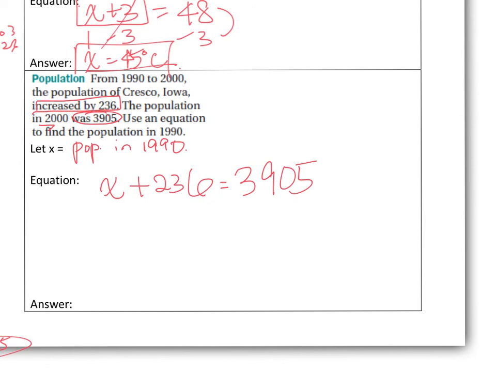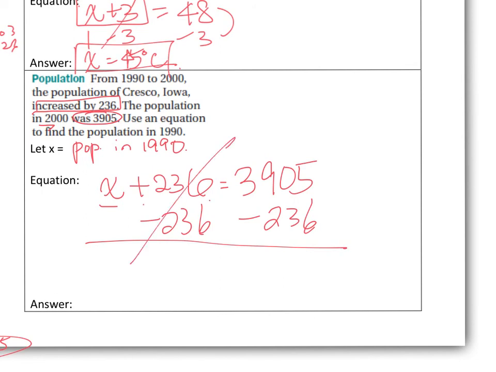And now that I have an equation, I can solve for x. Subtract 236 from both sides. Cancel out positive 236 and negative 236. And x would give you 3,669 people.